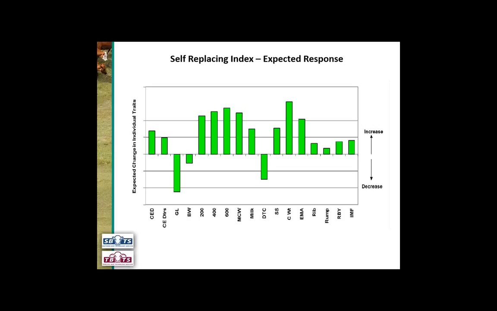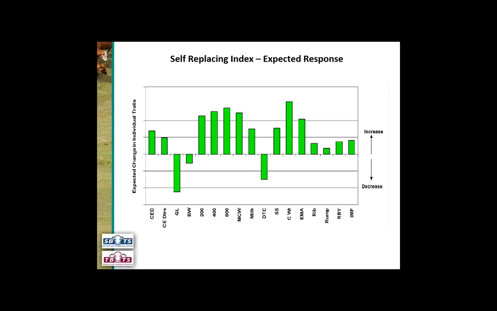Scrotal size goes up, carcass weight goes up, which is because we've got increased growth. Eye muscle area will go up, rib fat will go up a bit, rump fat will go up a bit, retail beef yield will go up, and intramuscular fat will go up. So that's the expected change if we use that index.